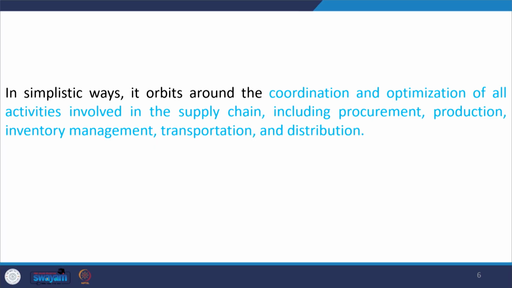So if we need to sum up all this, we can say supply chain management orbits around the coordination and optimization of all activities involved in supply chain, and it is definitely going to encompass all the activities like procurement, production, inventory management, transportation and distribution, right? So this was a brief about supply chain management.